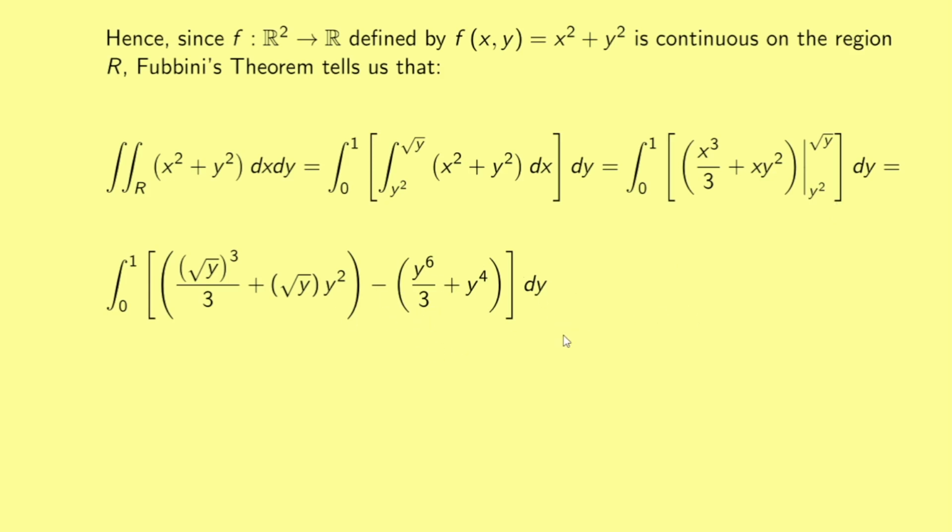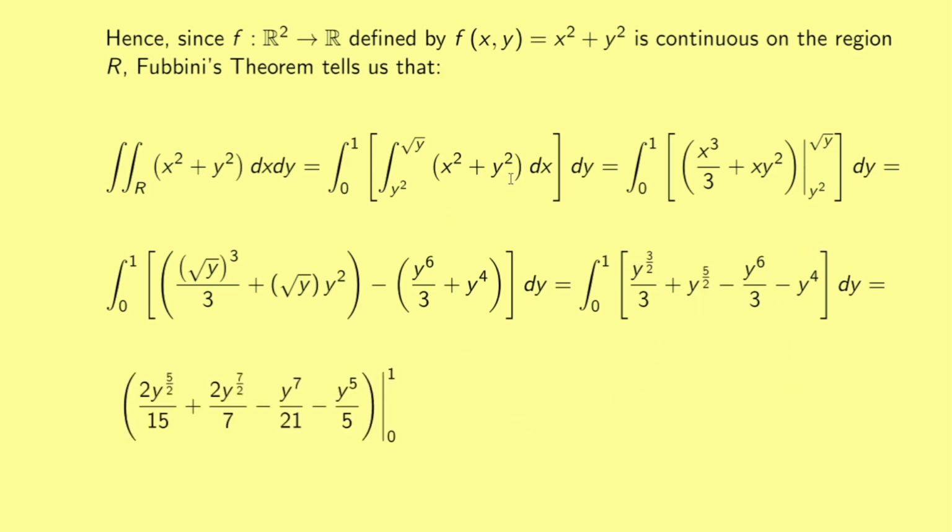Now we are going to simplify this a bit, because we can write the square root of y to the third power as y to the 3/2, and we can write the square root of y times y squared as y to the 5/2. Now we integrate again, this time with respect to y. Again, it's easy. We are only integrating powers.